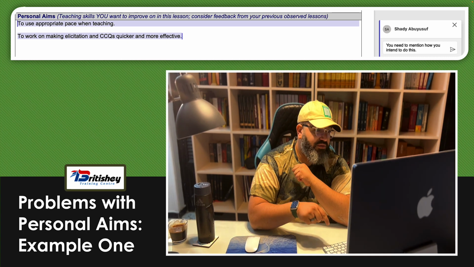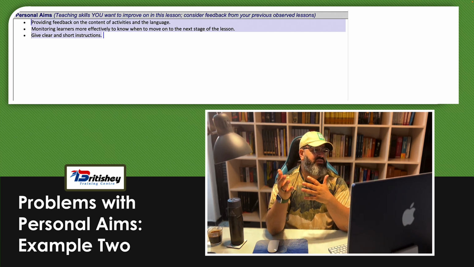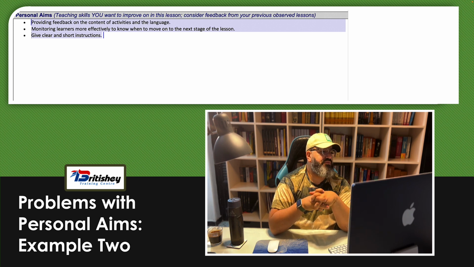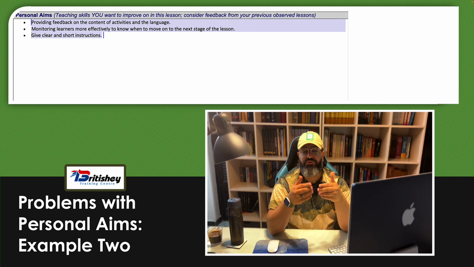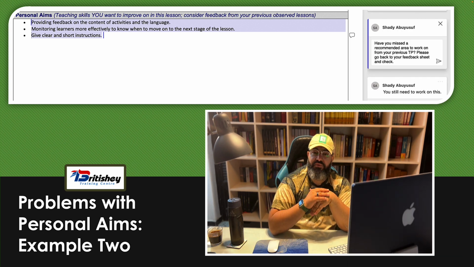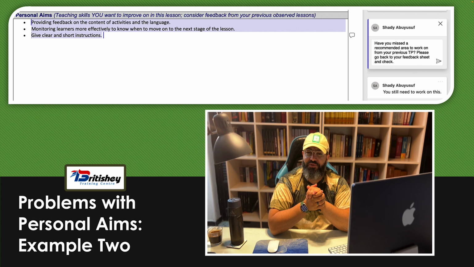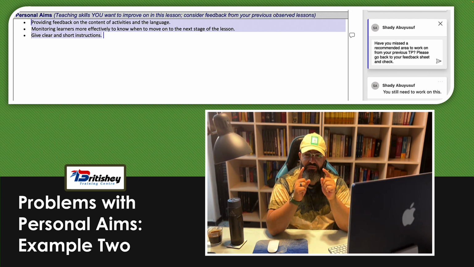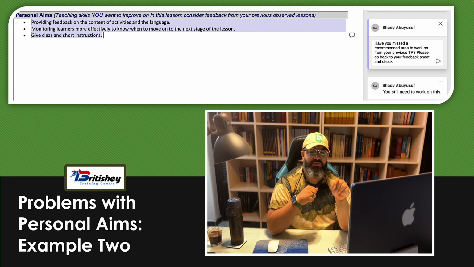Another example. And someone wrote here, providing feedback on the content of activities and the language. Monitoring learners more effectively to know when to move on to the next stage of the lesson. Give clear and short instructions. And I said, look at my comment here. Have you missed a recommended area to work on from your previous TP? And this comment means that there is something important that the candidate forgot to put here. And I mentioned this in the previous TP. And that's why I say, please go back to your feedback sheet and check.